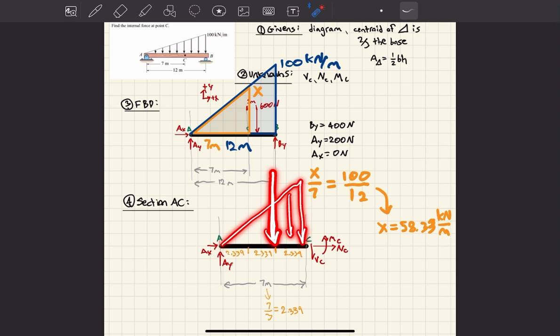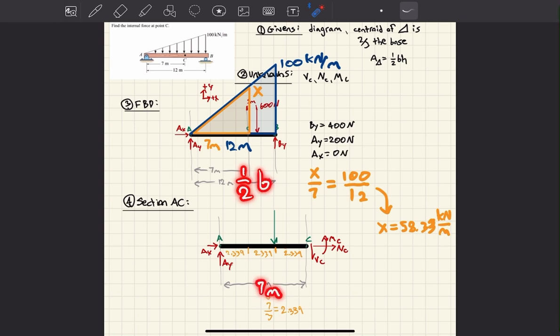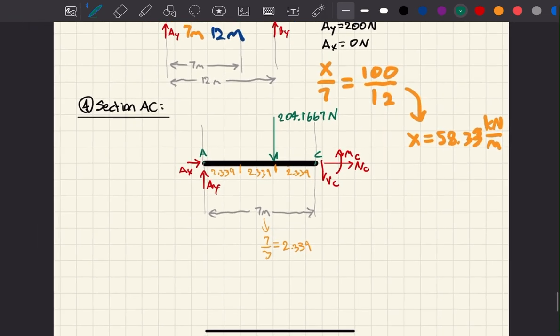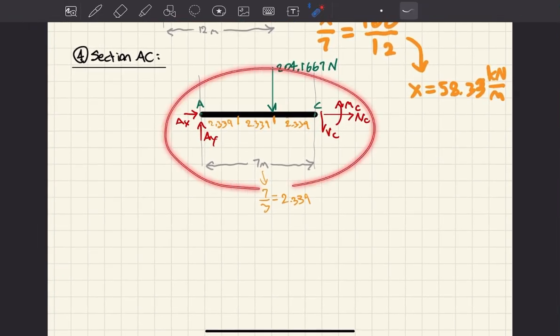What's its magnitude going to be? Well, as we said before, it's going to be 1/2 the base, which in our case is 7 meters, times the height of the distributed load, which in our case is 58. If you multiply these 3 numbers, you are going to get that your new resultant force for your new distributed load is equal to 204.1667 newtons. Perfect stuff.